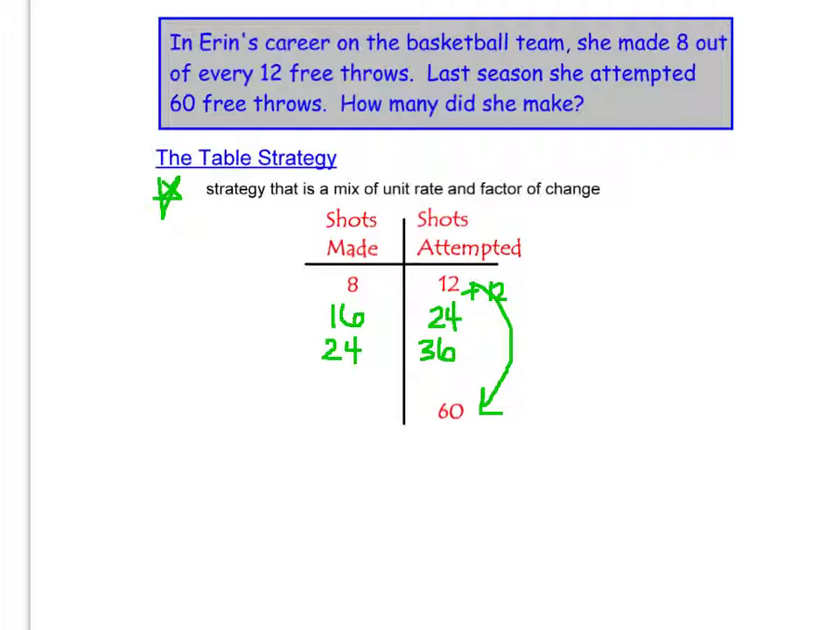And then from there, it would be another add-on of 8 to 24, which would get us to 32. So if I made 32 shots, then that would mean I attempted 48. And then after that, 48 plus 12 gets us to 60. 32, I would add on another 8, gets us to 40. So here we are with our answer again, seeing that if I attempted 60 shots, then 40 of them I would make, keeping all of those ratios equivalent to each other.